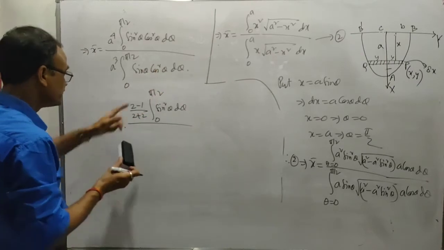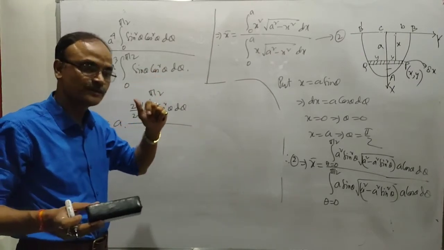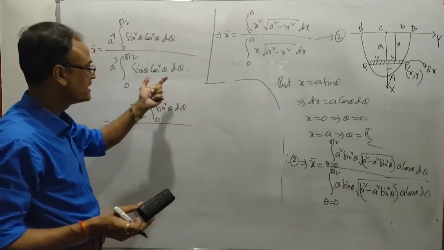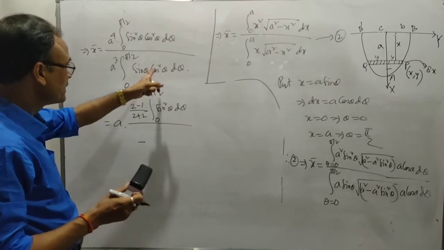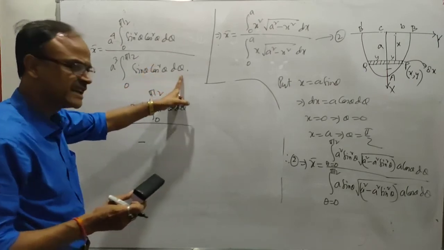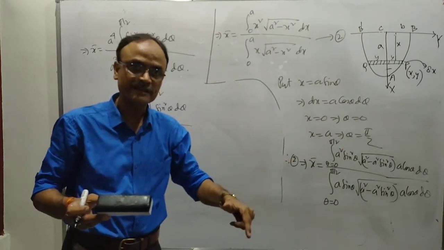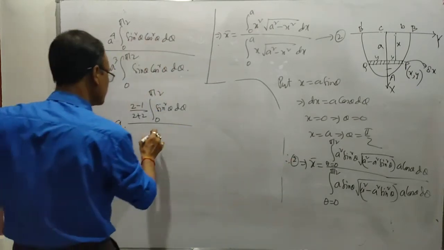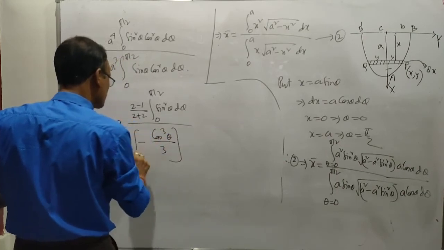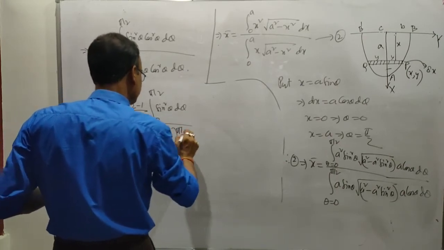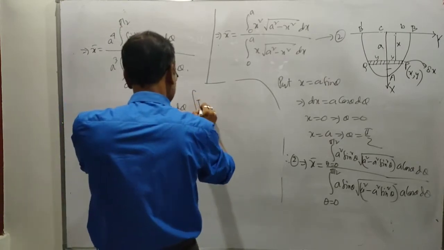If you put cos theta equal to z, sin theta d theta is equal to minus dz. Therefore, it will be minus z square dz, which means the integration is z cube by 3, which means cos cube theta by 3, from 0 to pi by 2. It is very easy.